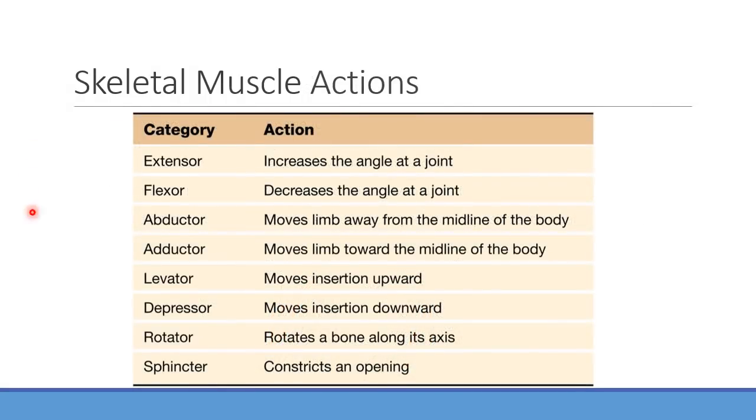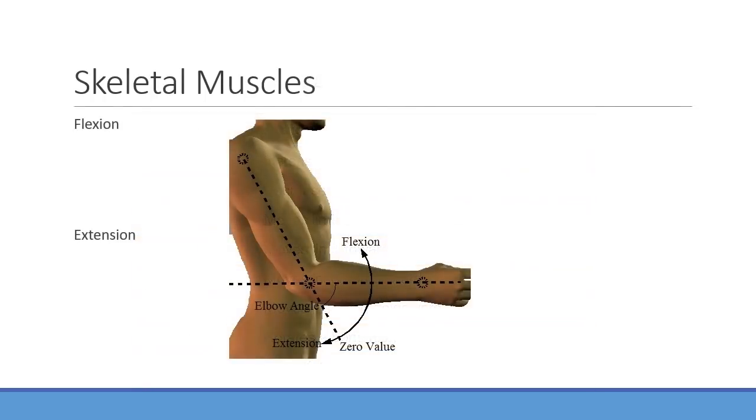Okay, so you can refer back to this table again. Have you covered this in anatomy, I imagine? All right, so I'll just cover this very briefly here. Flexion is going to be decreasing the angle here. Extension is going to be increasing the angle, right?